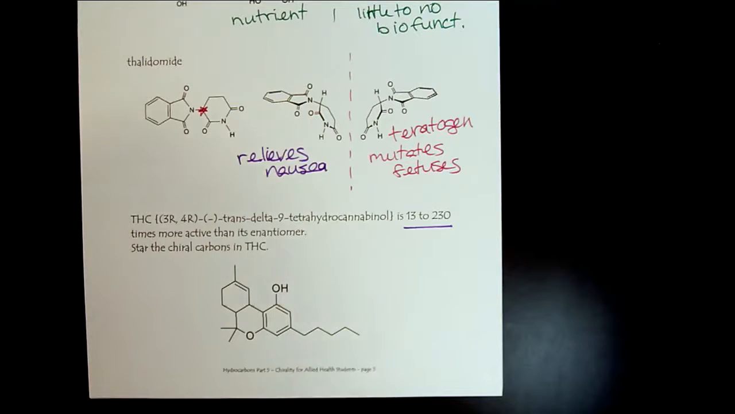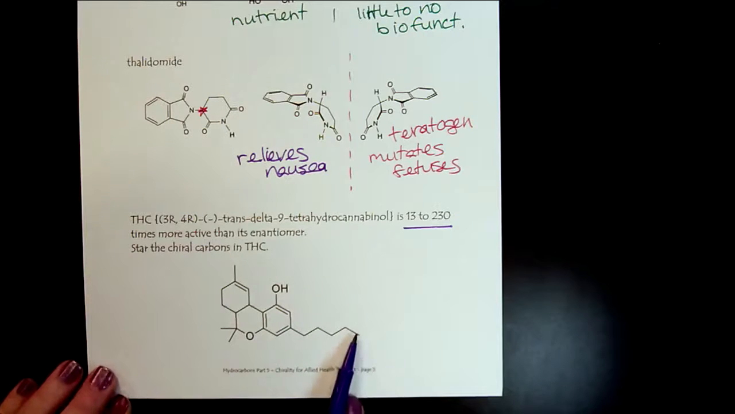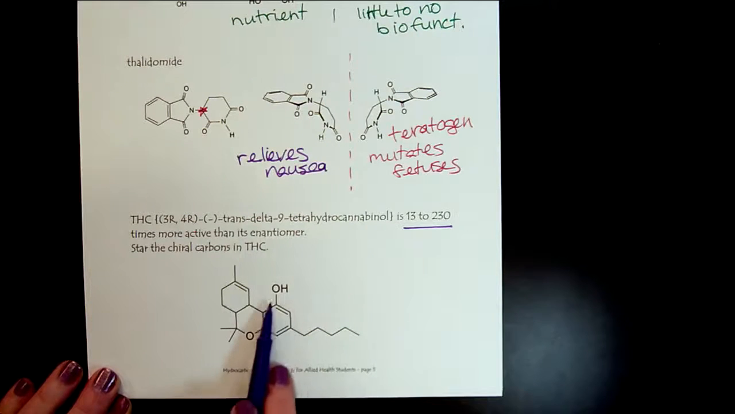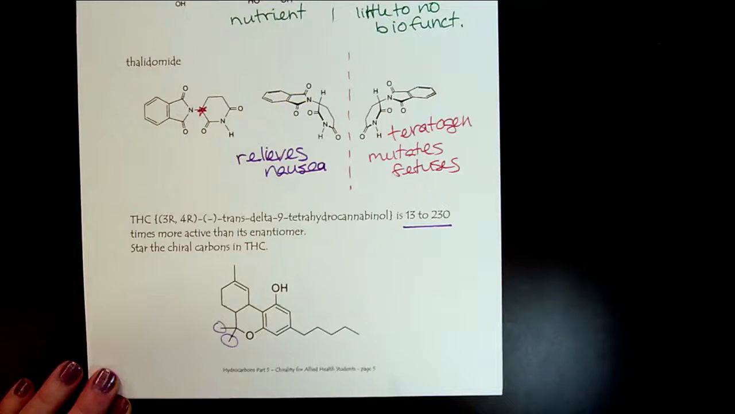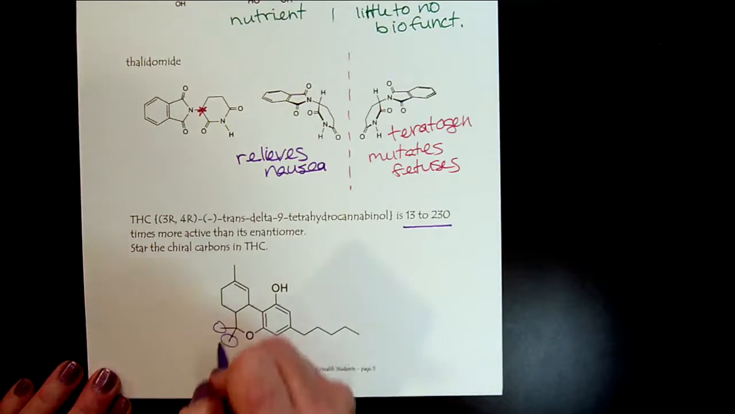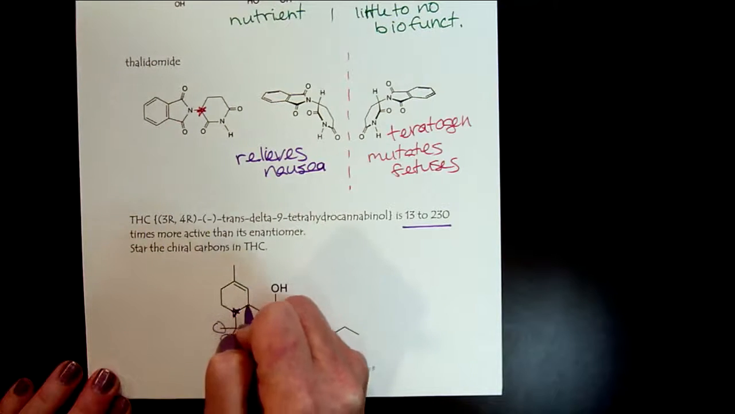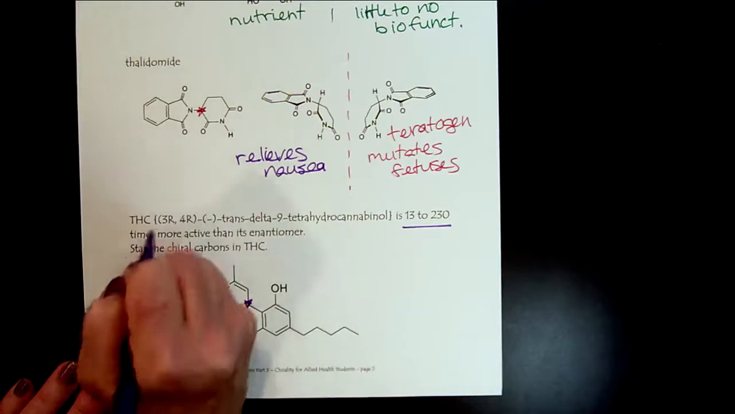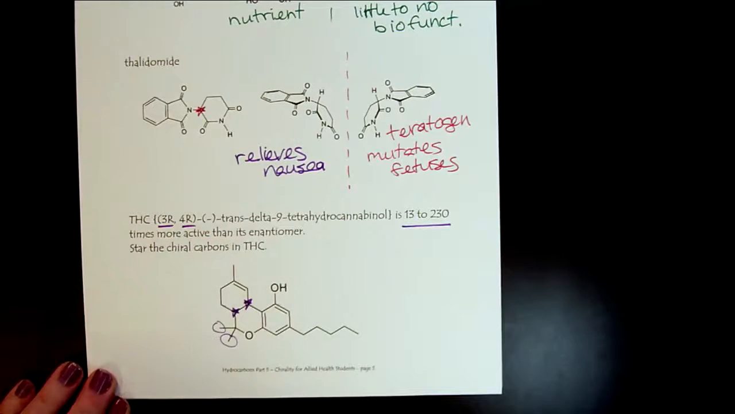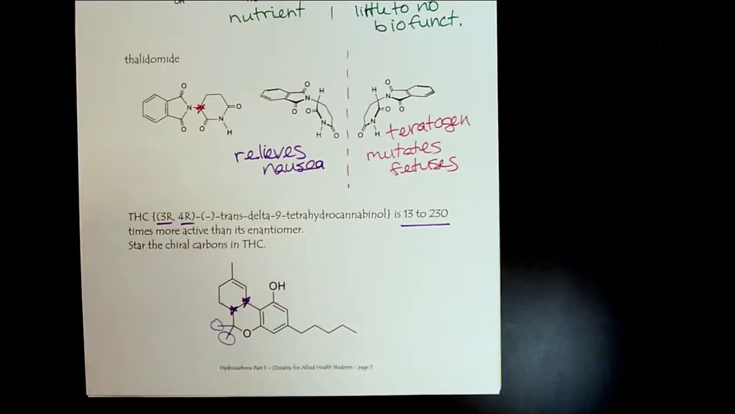But for here, we'll just practice starring the chiral carbons. So I'll give you a moment. And as we look along, right, anytime we see the straight chain or double bonds, no chirality there. We've got matching methyl groups here, no chirality here either. But this carbon and this carbon, right, there's our two chiral carbons on THC.